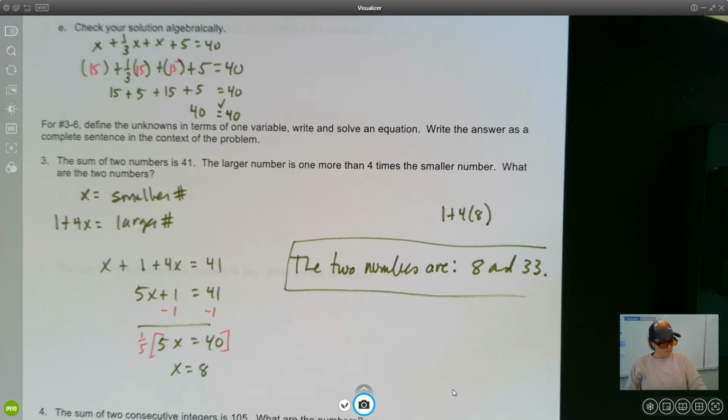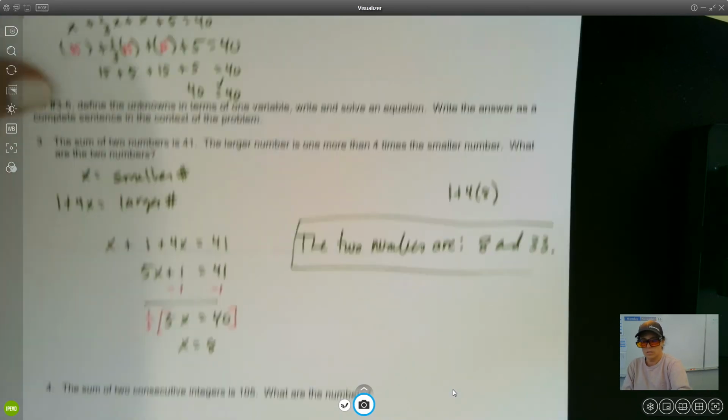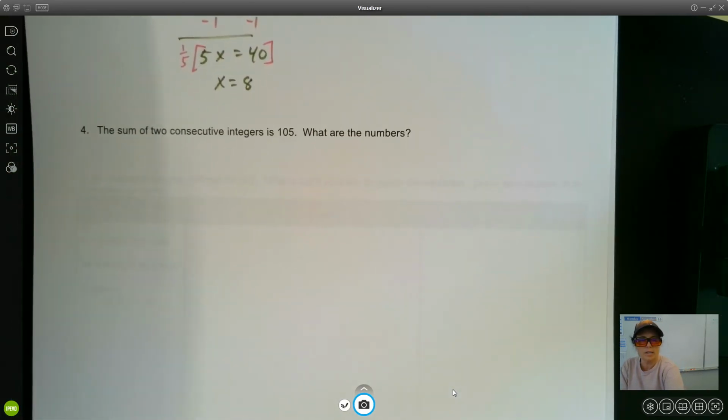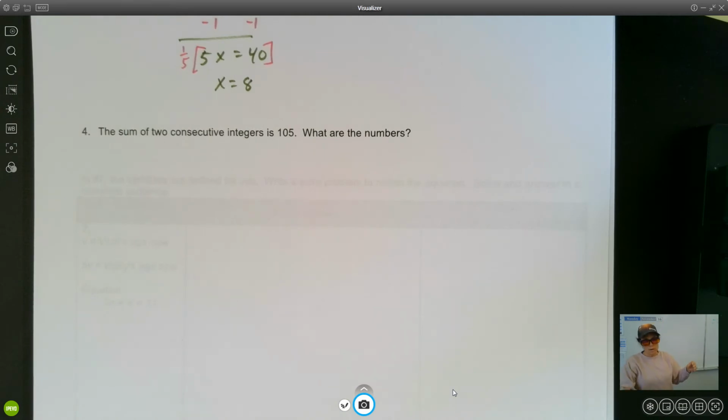All right, the sum of two consecutive integers. Let's think about that for a second. Consecutive means one right after the other. So if I give you the number 3, the next consecutive integer is 4. If I give you the number 10, the next consecutive integer is 11. If I give you the number -5, the next consecutive integer is -4. You added 1, okay? What if I give you the number x? What did we do to all the ones that were numeric? Didn't I add one? So if I give you x, you're also going to add one.